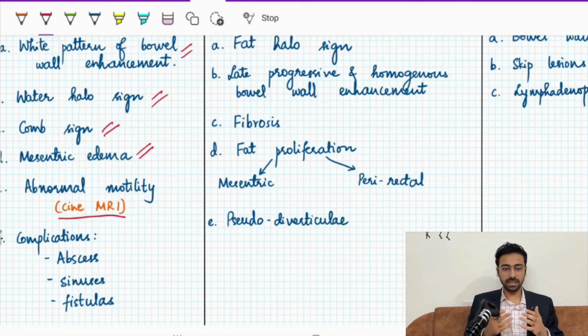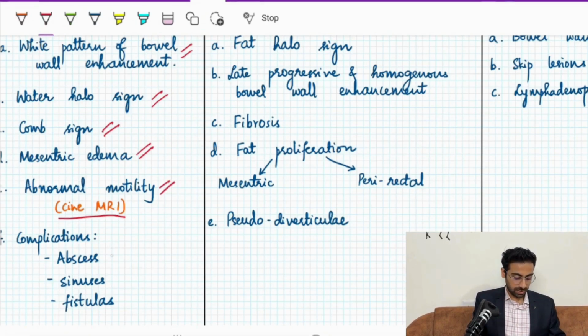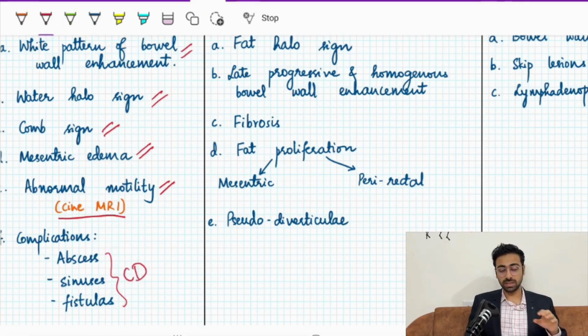You can see that in our channel. Now, abnormal motility is also a sign of Crohn's disease, active stage. Now, complications. These are usually the complications of Crohn's disease. Abscesses, sinuses, fistula. These are all signs of active stage of the disease.